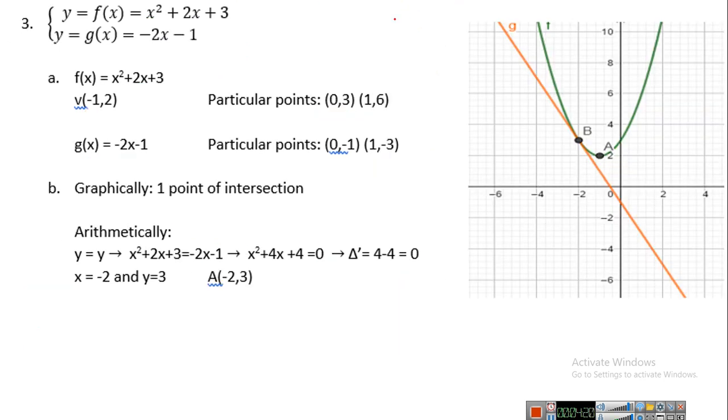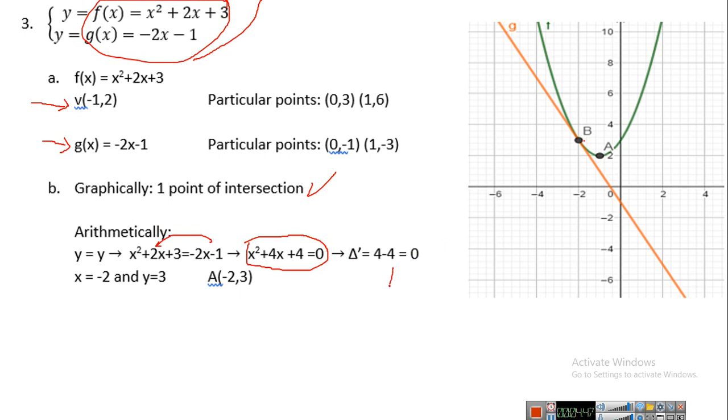Here another example, you need to graph first of all this one. So here the vertex is minus b over 2a, minus 1, and then the particular points. You graph these two. You can see they touch in one point. So graphically you have 1 point of intersection. Arithmetically you equate y to y. You bring everything to the first side. You're going to get x squared plus 4x plus 4 equals 0. If you do delta, it's 0. So you have a double root. What does it mean that delta equals 0? So I have one root, so they intersect in just one and only one point.